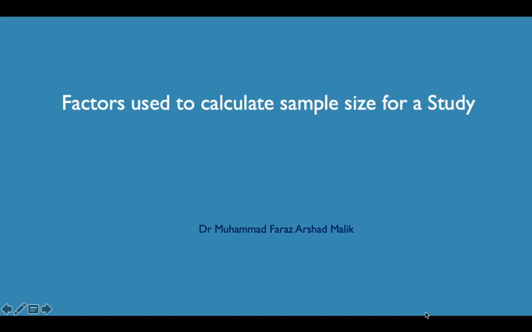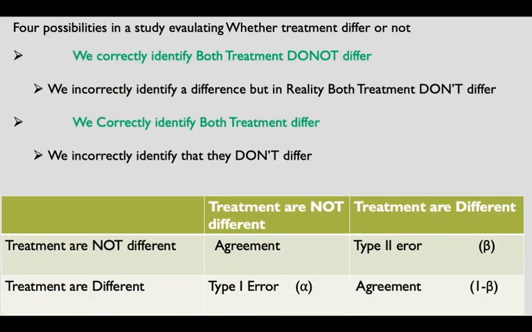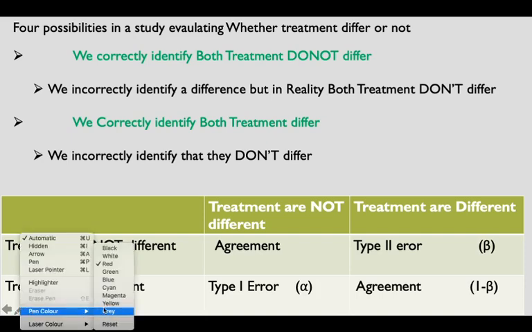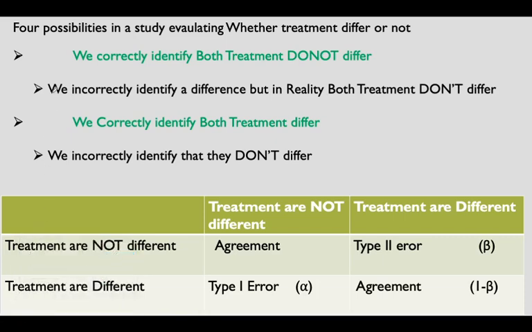Today we are going to discuss the factors used to calculate sample size for any study. There are four possibilities whenever we are designing a study, especially a randomized clinical trial, where the objective is to estimate the treatment preference, whether the treatment of our choice has any advantage over another one or not. So there are four possibilities in a study evaluating whether the treatments differ or not.